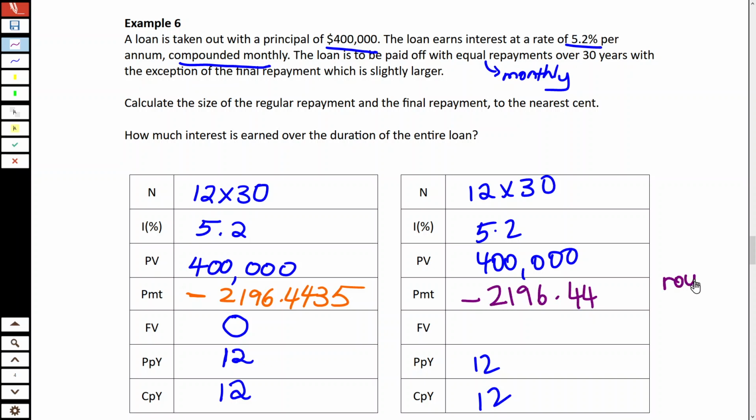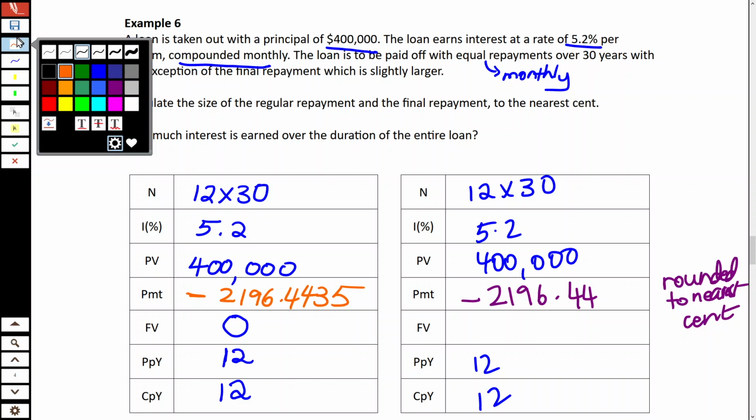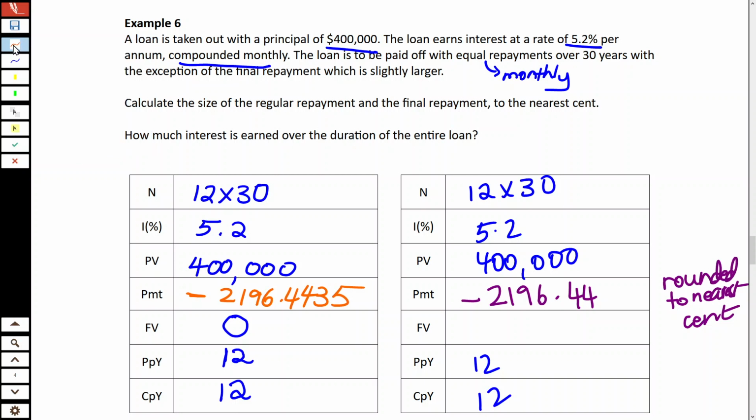Okay, so here I've rounded to the nearest cent. Go ahead and do that now. You'll need to delete FV. What value do you get for FV now? Okay.